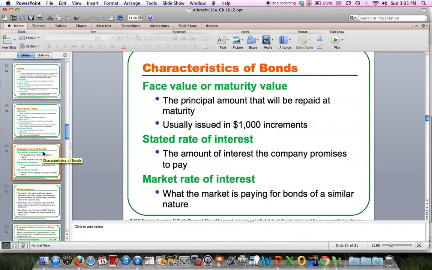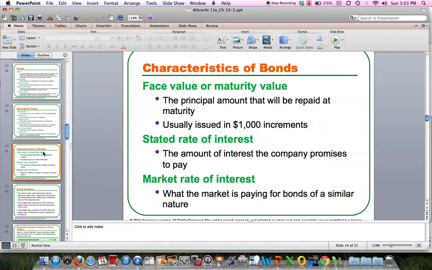Some characteristics of bonds: they have a face value or maturity value, usually issued in $1,000 increments. The principal amount that will be repaid at maturity is the face value or maturity value, which means the same thing. The stated rate of interest is the amount of interest that the company will pay. It's typically stated on the bond contract itself. That's why they call it stated rate.